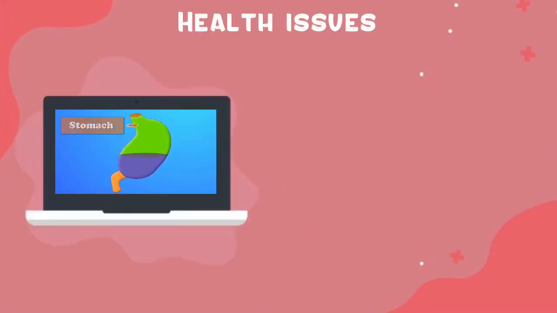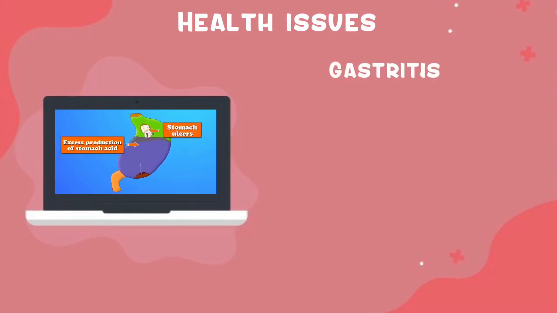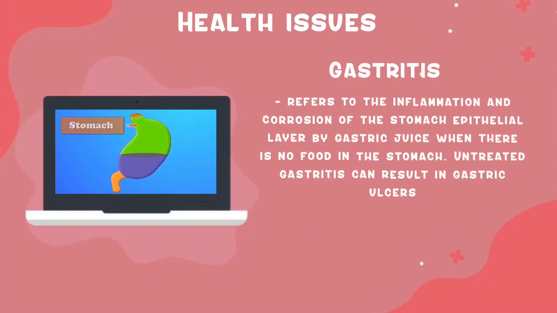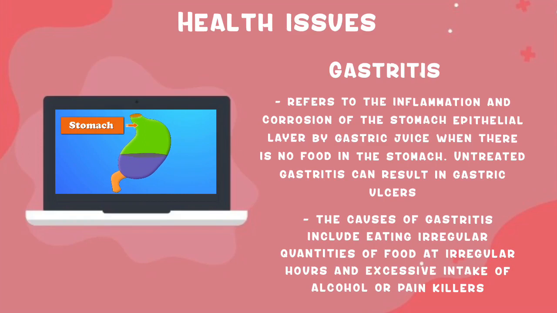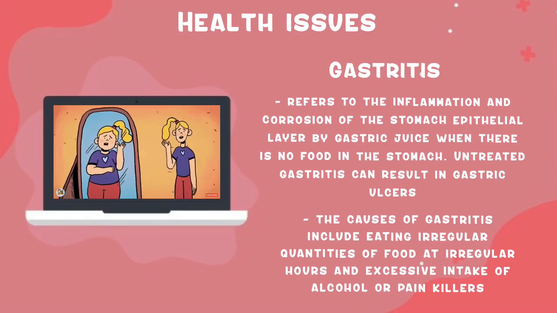There are a lot of health issues related to eating habits. One of the health issues is gastritis. Gastritis refers to the inflammation and corrosion of the stomach epithelial layer by gastric juice when there is no food in the stomach. Untreated gastritis can result in gastric ulcers. The causes of gastritis include eating irregular quantities of food at irregular hours and excessive intake of alcohol or painkillers.